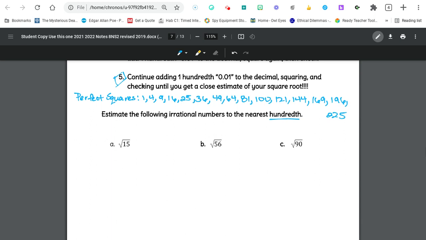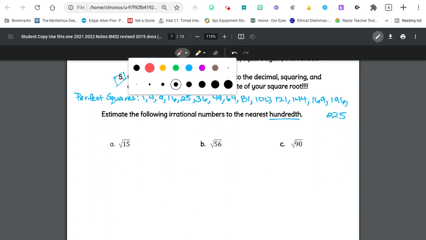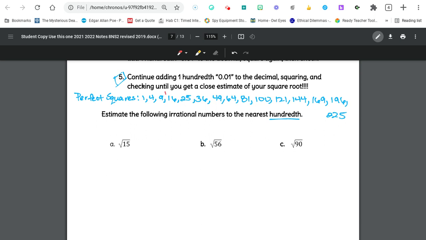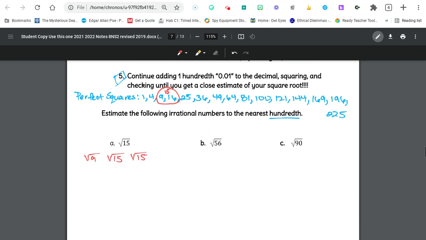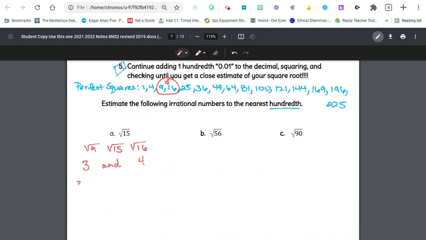All right. So let's take a look at the square root of 15. I know the square root of 15 has to lie between the square root of 9 and the square root of 16, because 15 is between these 2 perfect squares. That's supposed to be 16. So that tells me the 2 whole numbers that the square root of 15 is between: 3 and 4. Now I'm going to use those to help me with tenths.